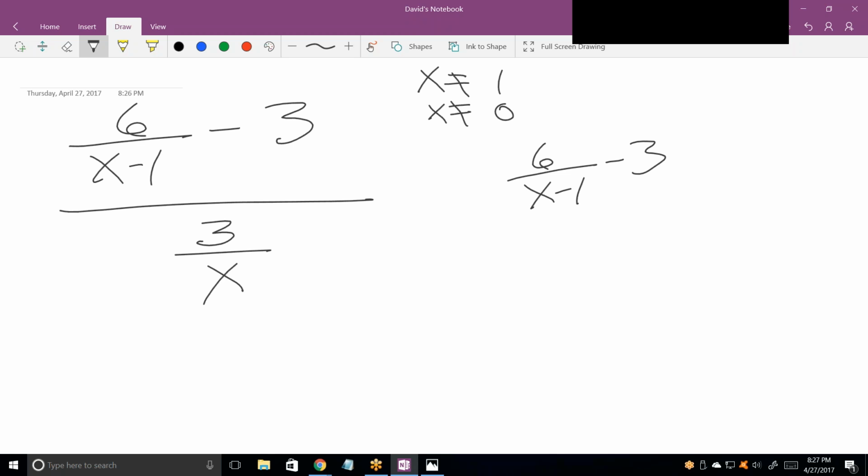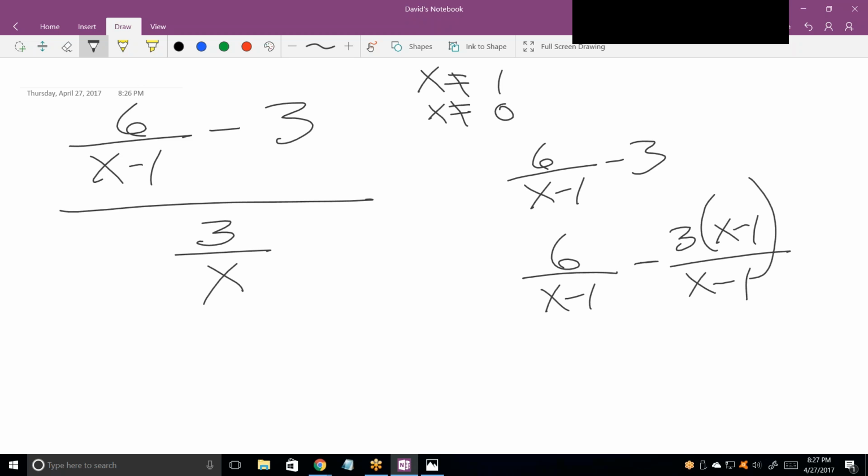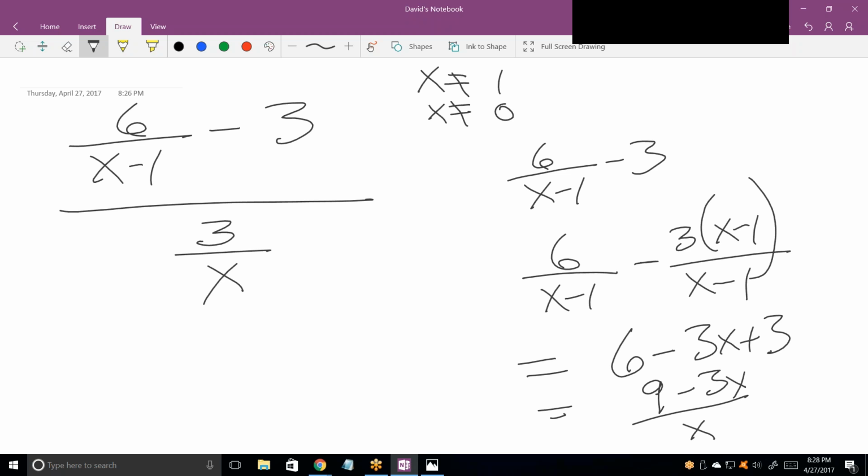What's the common denominator? x minus 1. That numerator is clearly 6. What's this numerator? 3 times x minus 1. Simplify that. What's the numerator going to be? Negative 3x plus 9. Or 6 minus 3x minus 3. Or plus 3. Plus 3. So you end up with 9 minus 3x over x minus 1.